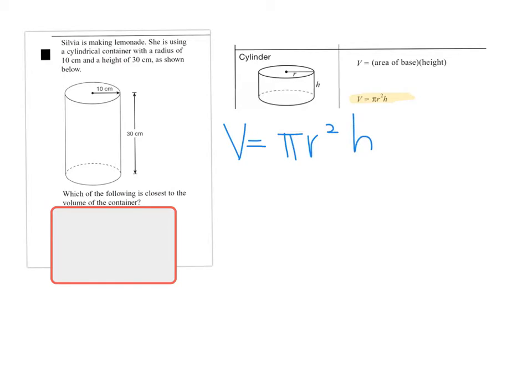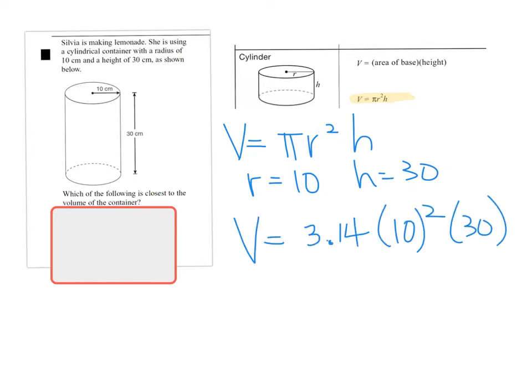I can see that the r is half of the distance across the cylinder, just like it is here. So it's 10, and my h is 30. I'm now going to substitute those values, r equals 10 and h equals 30, into the formula pi r squared h, remembering that r squared means r times r. I have volume equals pi, 3.14, 10 squared times 30. So in my calculator, I'm going to go 3.14 times 10 times 10 times 30.